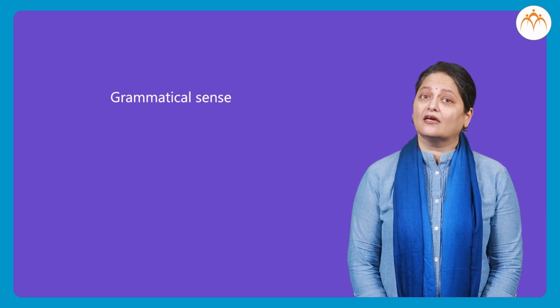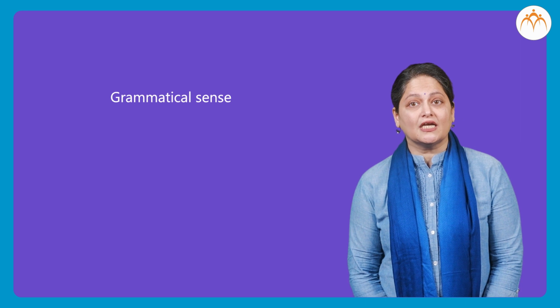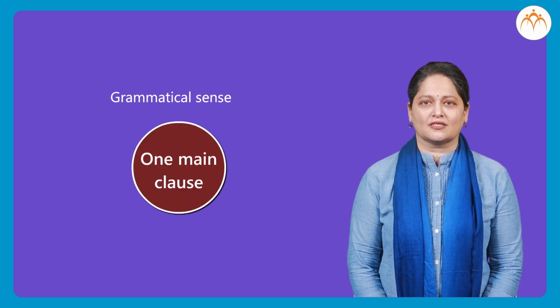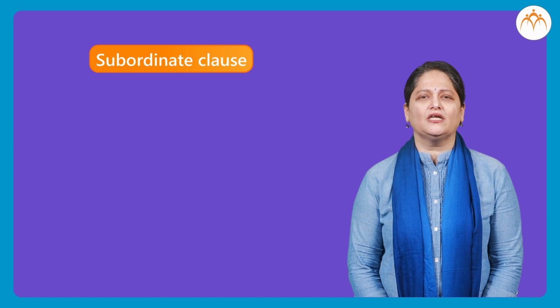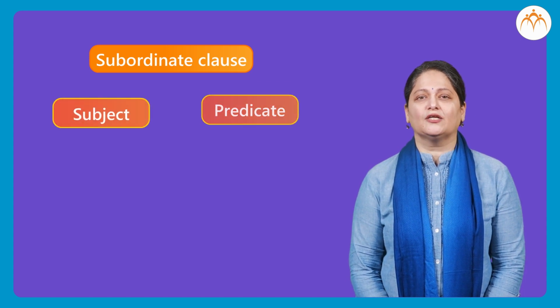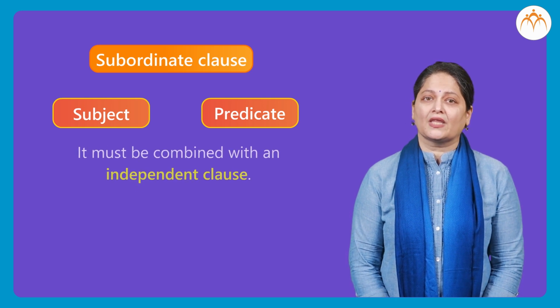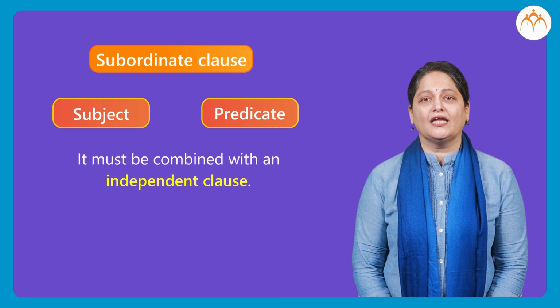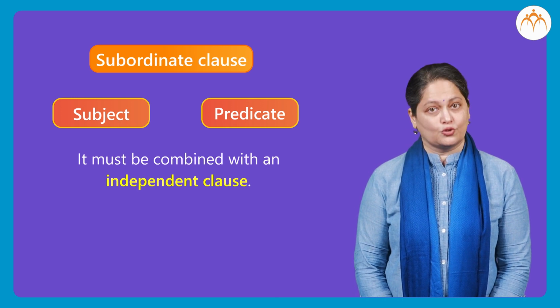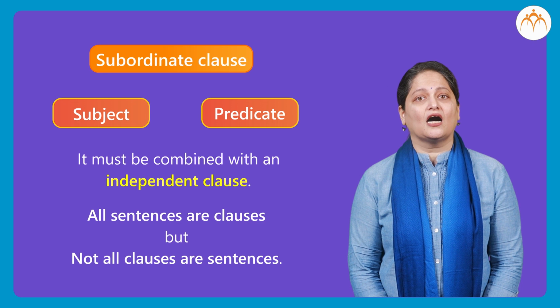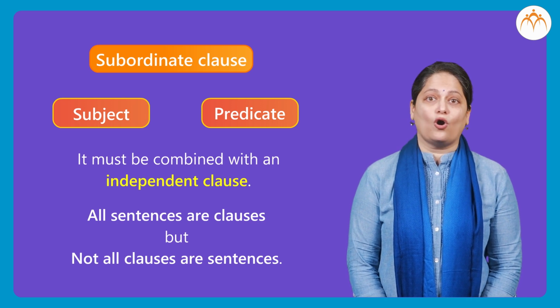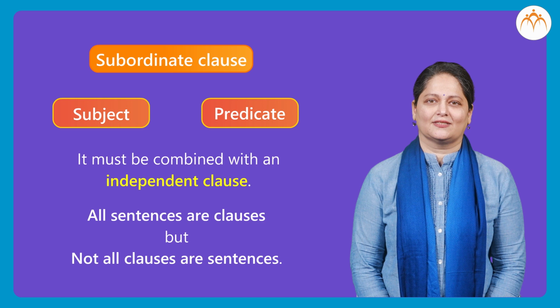Hello students. Whenever we write a sentence, it must make complete sense. Hence, in the grammatical sense, it must contain at least one main clause. While a subordinate clause contains a subject and a predicate, it cannot be a complete sentence by itself. It must be combined with an independent clause. So, all sentences are clauses, but not all clauses are sentences.